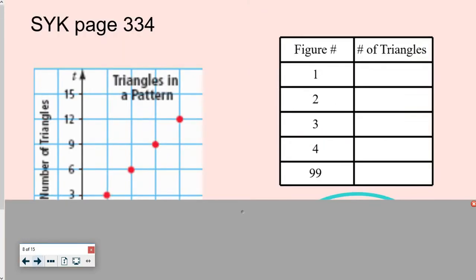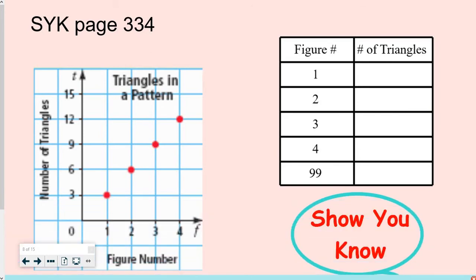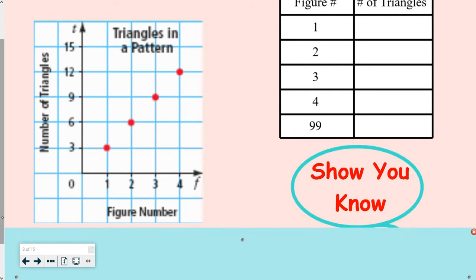For the next part, you should be able to do this on your own, but if you want to follow along on the video, we know that the figure number equals the first one. The number of triangles is 3. The second one, the number of triangles is 6. The third one is 9. The fourth one is 12.